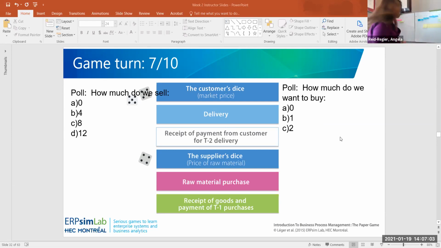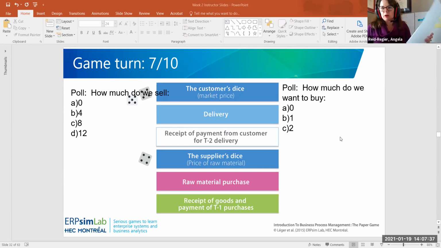Okay, so we can take delivery of what we ordered last time. So last time we ordered 2 sheets of raw material. So here they are, and we have to pay. So here is our check for $4 that we owe. We owe our supplier $4. Okay. And we're taking delivery of what we ordered last time.